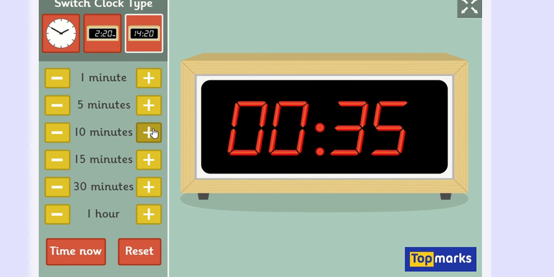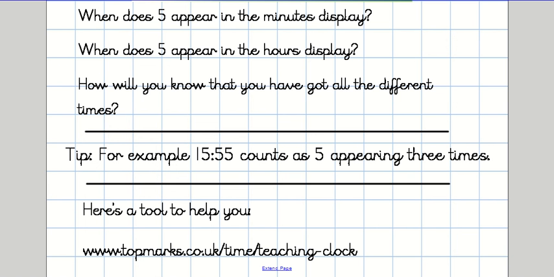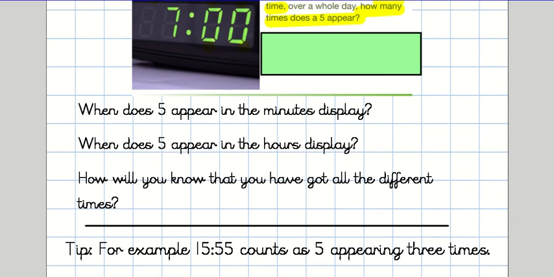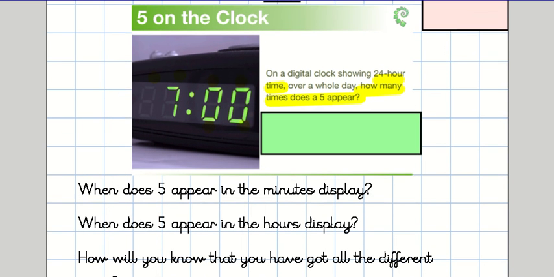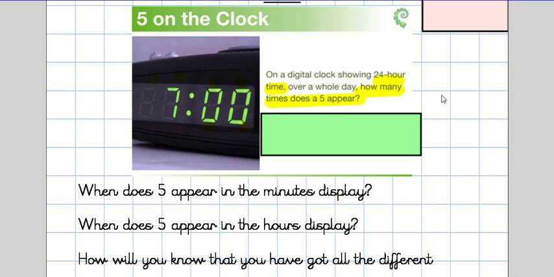All right. So you could use this clock to help you. That might help with working systematically. You might want to think about how often 5 appears in every hour in that minute section as well. Just some clues to help get you started. All right, I'm really excited to find out how many times you think 5 appears in the 24-hour clock.